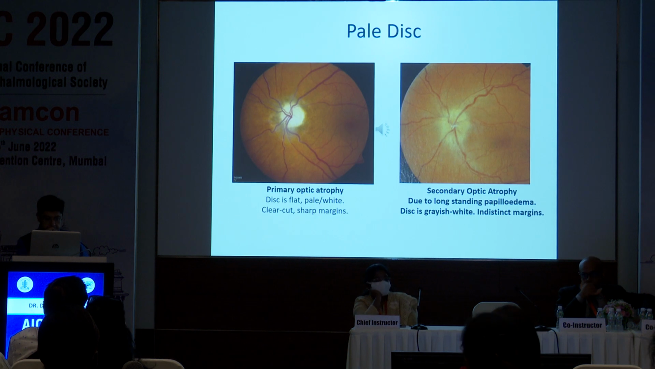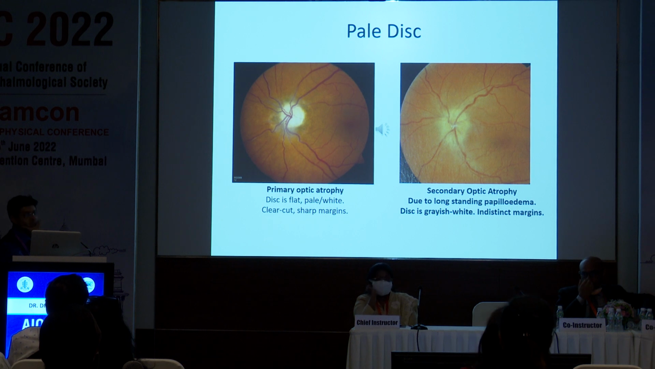If what you see in the fundus is a pale disc, try to classify it. Is it a primary optic atrophy or a secondary optic atrophy based on its features?